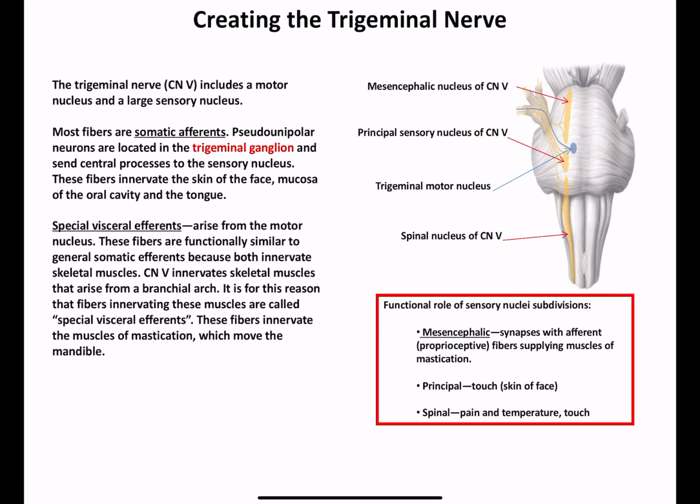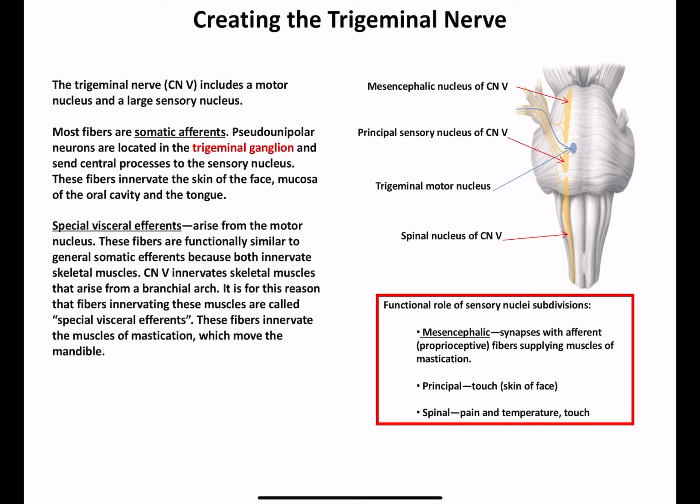So anyhow, most of these fibers are somatic afferent, and these are pseudo-unipolar neurons. Remember, any sensory information we collected always comes to the pseudo-unipolar neurons residing in the dorsal root ganglia. The same idea follows upwards for this one. These neurons are sitting in the trigeminal ganglion. That's another one, sometimes we tag it. It's not as easy to recognize, but the trigeminal ganglion is large as well. These fibers innervate the skin of the face, the mucosa of the oral cavity, and the tongue. Sensory stuff.